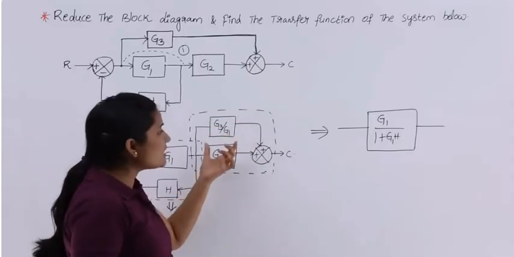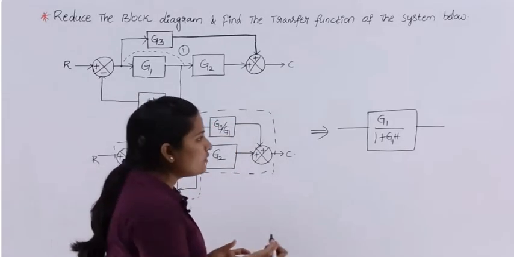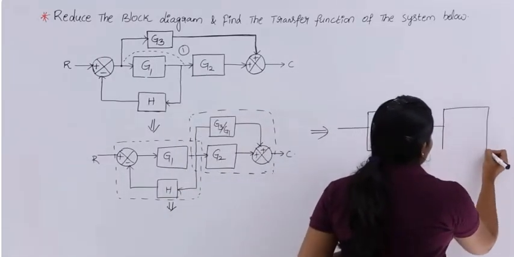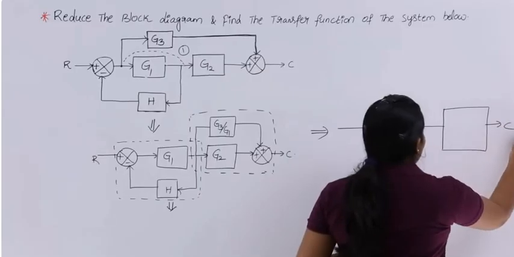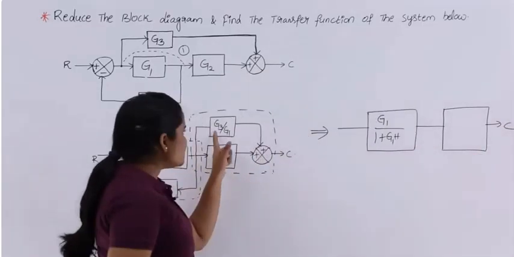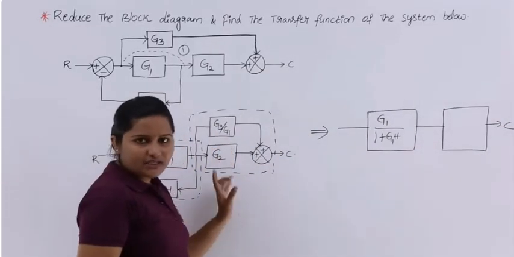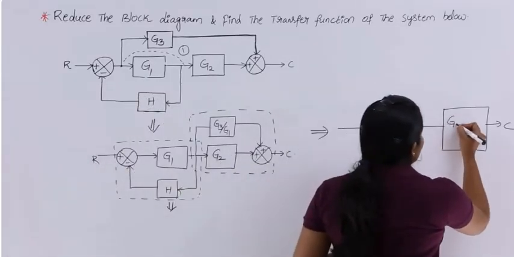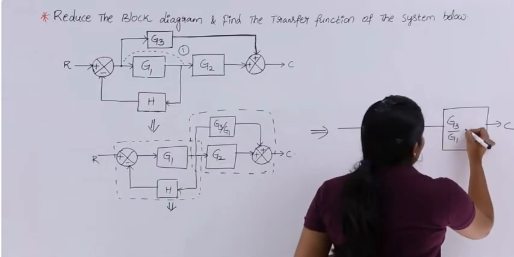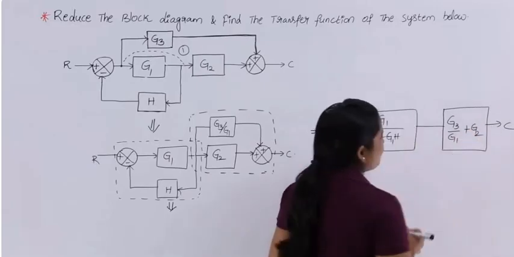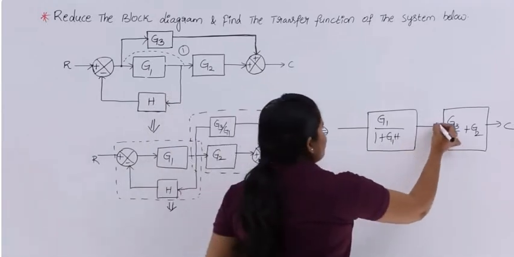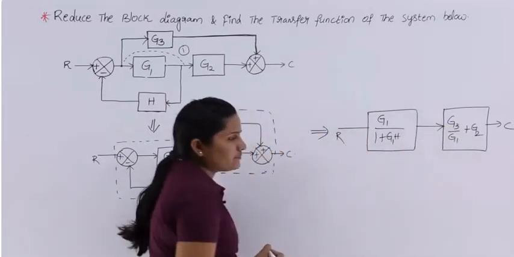These two elements are in parallel. How can we reduce the parallel elements? By just adding the gains, we can reduce the parallel elements. So what are the gains? G3 by G1 is one gain plus G2. So this is equivalent to G3 by G1 plus G2. So now my block diagram is reduced to like this.